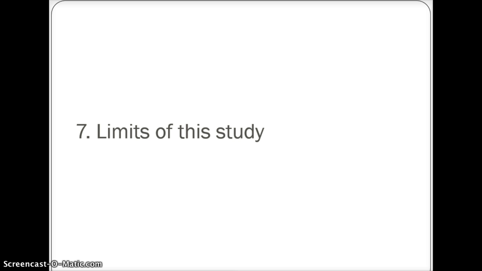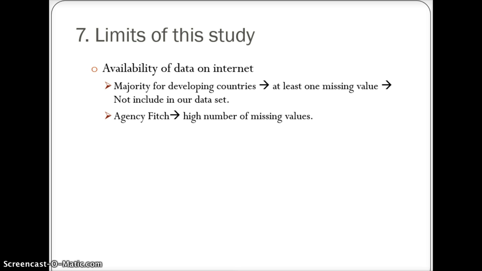Now, the limits of our study. The most important problem we faced concerns the availability of data on internet. Lots of countries, majority developing countries, have at least one missing value for one variable. That's why we did not consider them in our datasets. Moreover, it could be interesting to consider also the agency Fitch, but there were too many missing values. For this reason, we decided to consider only the rating agencies S&P and Moody's.